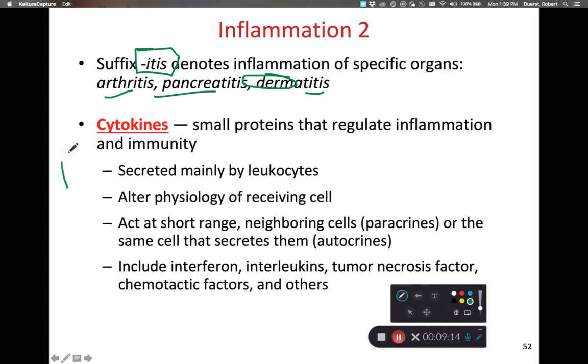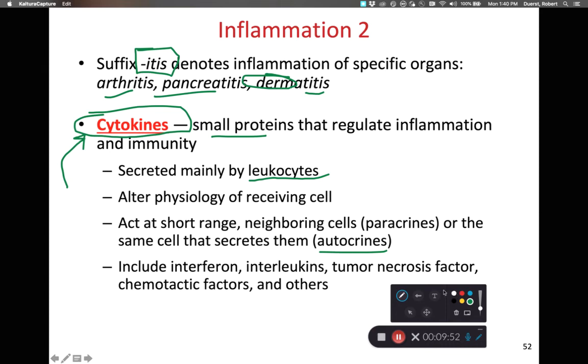They can all be regulated by cytokines. And as we look at cytokines, these are just small proteins that help to regulate this inflammatory response. Most cytokines are going to come from white blood cells, so leukocytes, and they will alter the cell that receives them. They can act as a short-range signaling molecule, a paracrine molecule, or they can act on the cell that secretes them. So the cell could secrete a cytokine, and the cytokine can turn around and go directly back to the cell that secreted it and have an effect on that cell. And in that situation, it acts as an autocrine molecule.